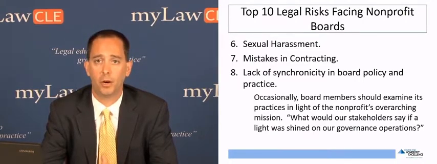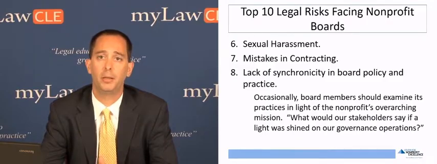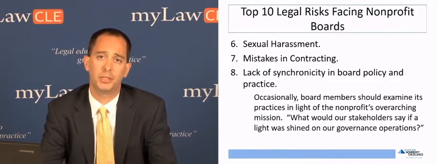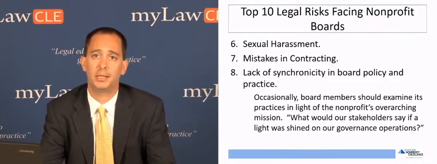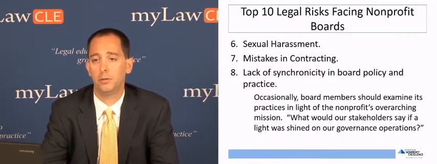Mistakes in contracting. We talked about purchasing and procurement in the past. Contracting mistakes or mistakes where the organization is acting outside of its own policy could expose the board or entity to risk. This touches on number 8, which is a lack of synchronicity between policy and practice.